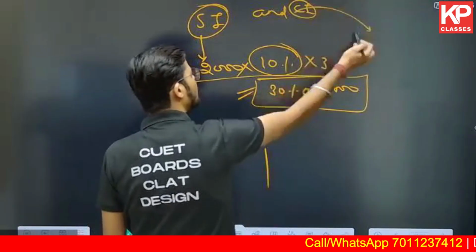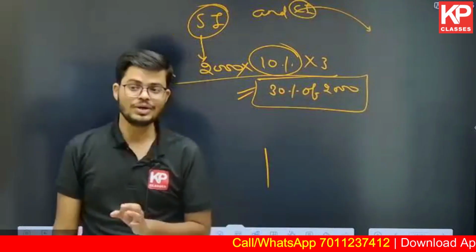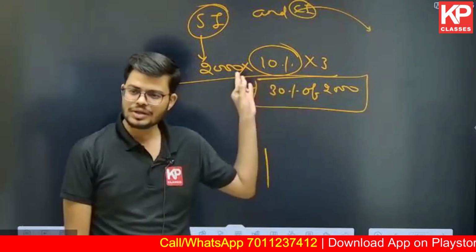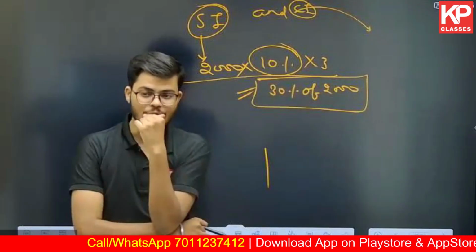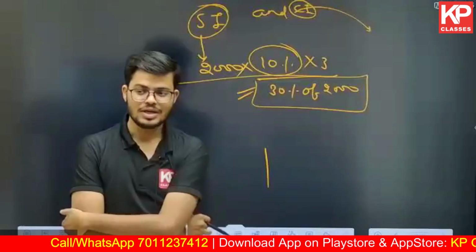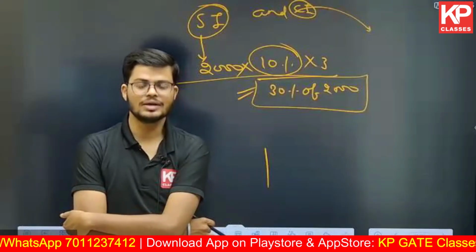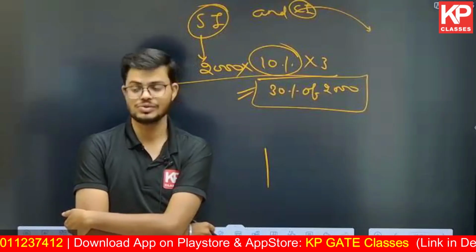This is again an application of percentage. If I'm talking about compound interest, we need to understand the difference between the simple interest and compound interest. Simple interest is what? That will be only and only calculated on the principal amount. But compound interest is what? Which is calculated on the principal as well as that will accumulate on the interest also.